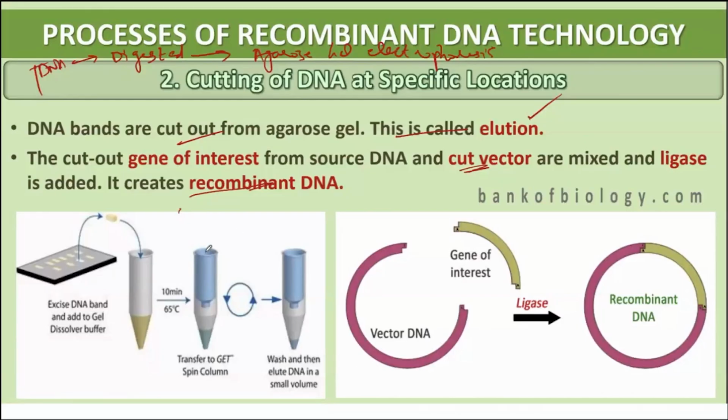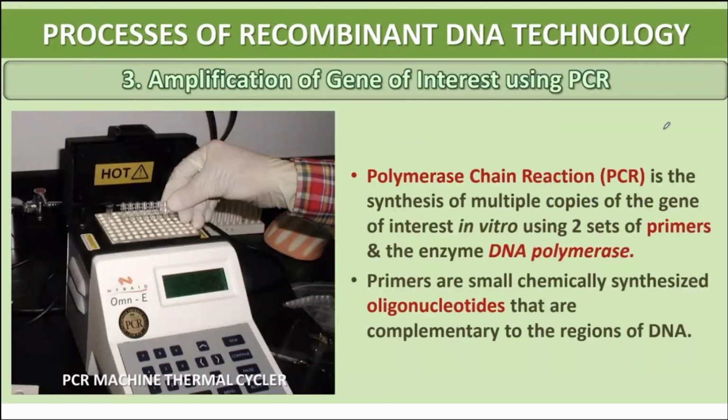As you can see here, the band was excised from this gel, added here, then incubated at 65 degrees for 10 minutes, and then it was washed and purified, and the DNA was eluted. Then we'll have this gene of interest, and we'll add ligase to the vector DNA, and we'll get a recombinant DNA. Now we have our recombinant DNA, which has our gene of interest. Then we basically transform it into the cell, mostly a bacterial cell.